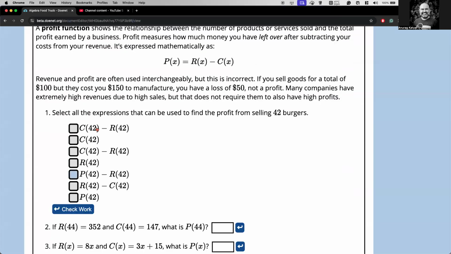Okay, so which of these can be used to find the profit from selling 42 burgers? Well, that makes sense. Isn't that the revenue from selling 42 burgers minus the cost of selling 42 burgers? And then couldn't we also just plug 42 into the profit function and tell me what we get? So both of these are the exact same thing.